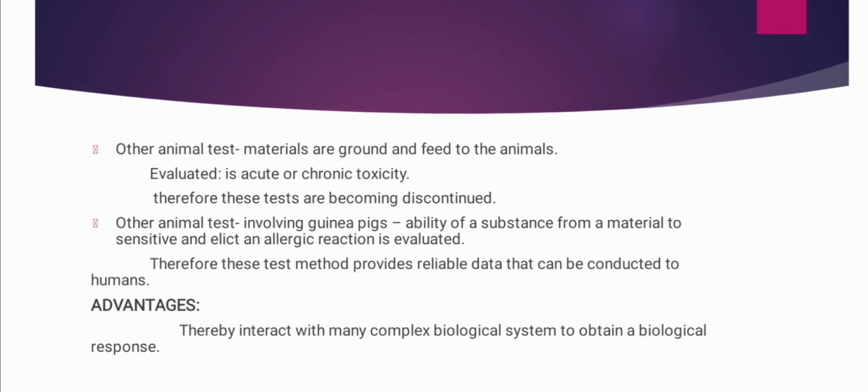In other animal tests, materials are ground and fed to the animals, evaluated for acute or chronic toxicity. Therefore, these tests are becoming discontinued because of the evaluation of acute or chronic toxicity. In other animal tests involving guinea pigs, the ability of a substance from a material to sensitize and elicit an allergic reaction is evaluated. This test method provides reliable data that can be extrapolated to humans.